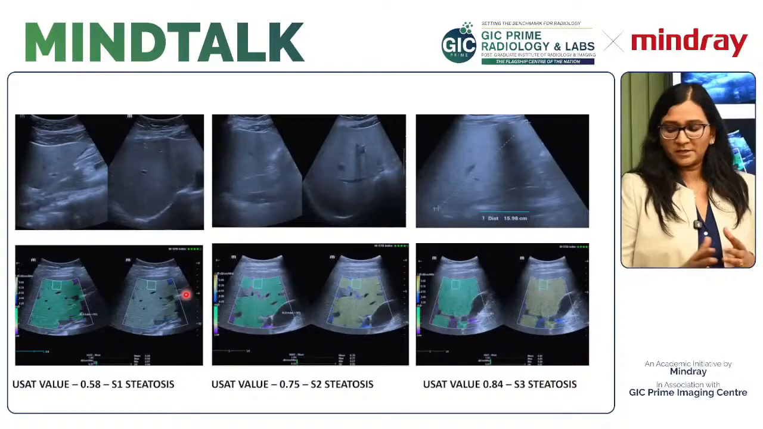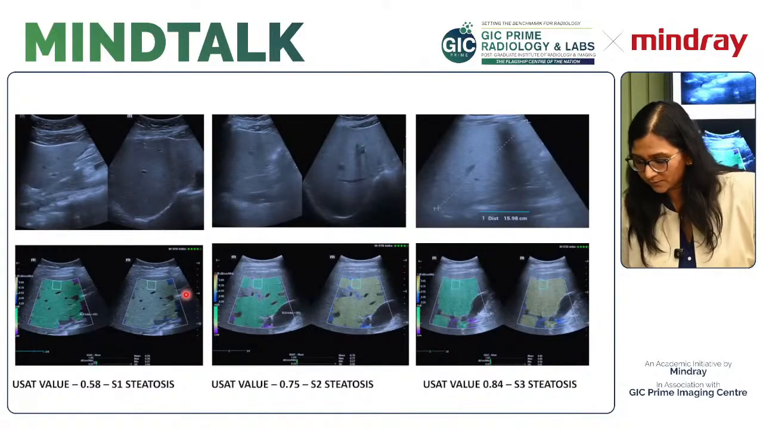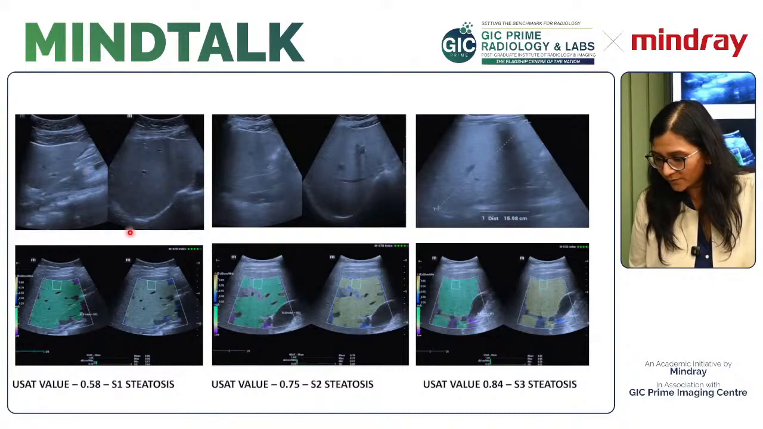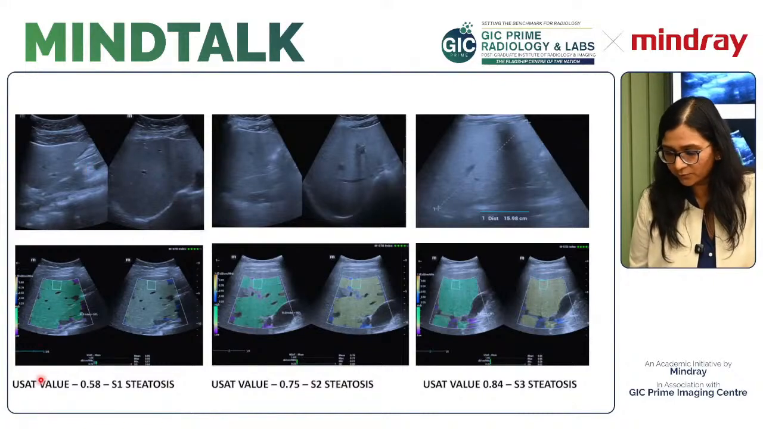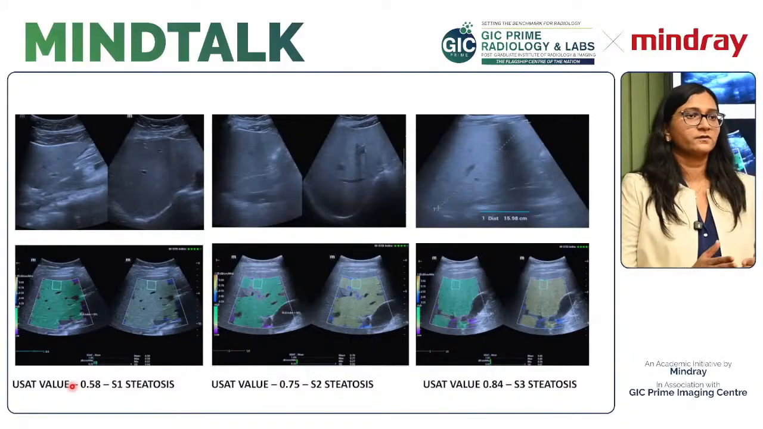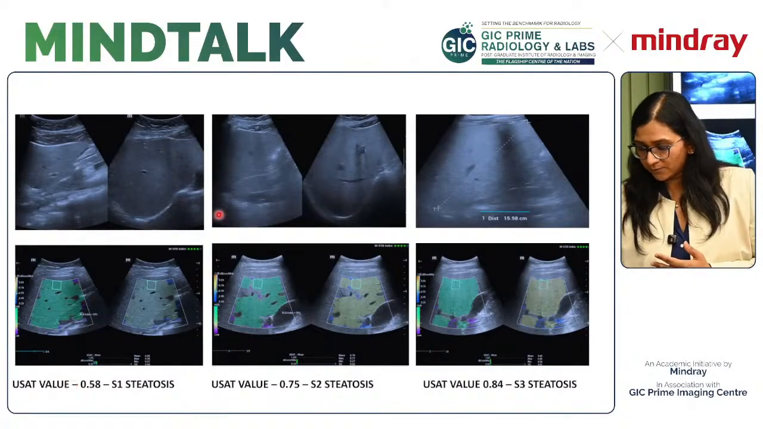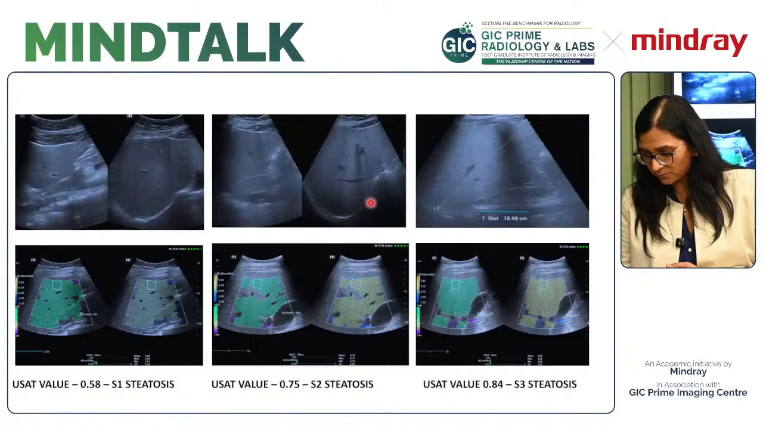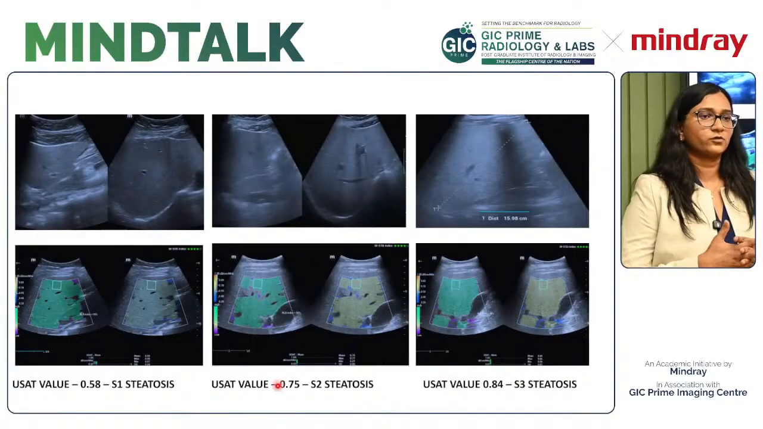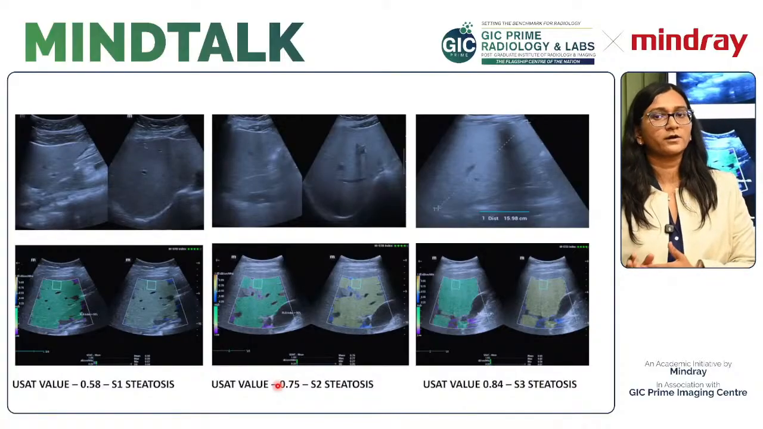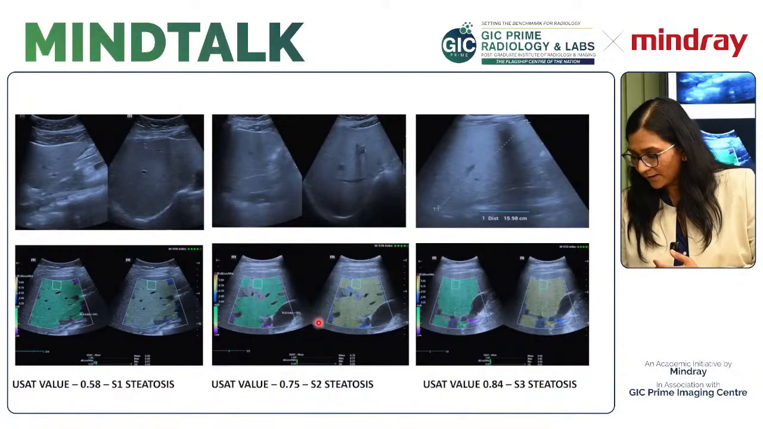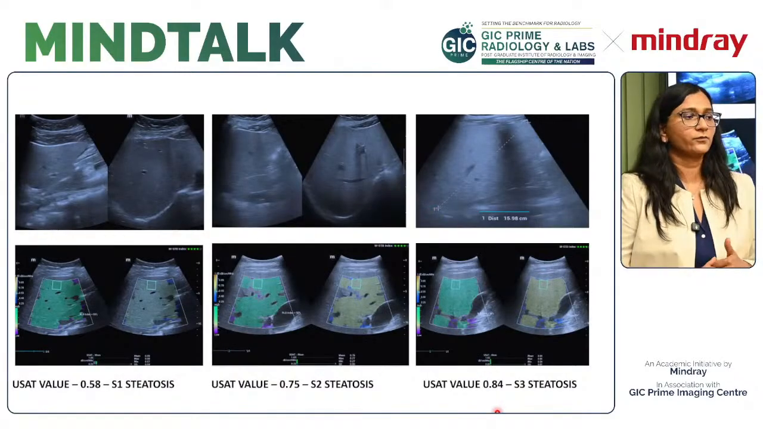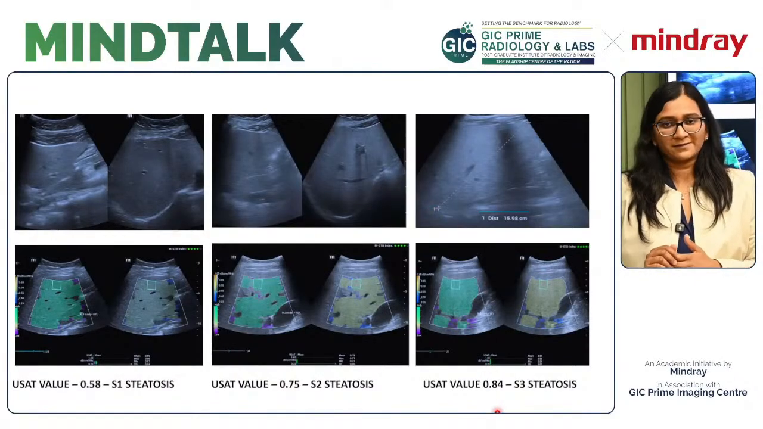Here I have put some images for representation. In the first image, we can see that all the vessels and diaphragmatic surfaces are well visualized, and the USAT value is 0.58. So this is grade 1 fatty liver. Here we can say that vascular margins are indistinct and the diaphragm is well visualized. USAT value is 0.72. It is suggestive of S2, that is moderate steatosis. And here even the diaphragmatic surface is not distinctly visualized, and the USAT value is 0.84. It is suggestive of severe, that is S3 steatosis.